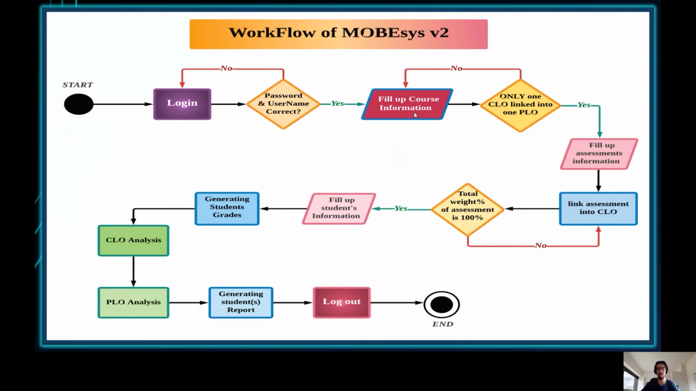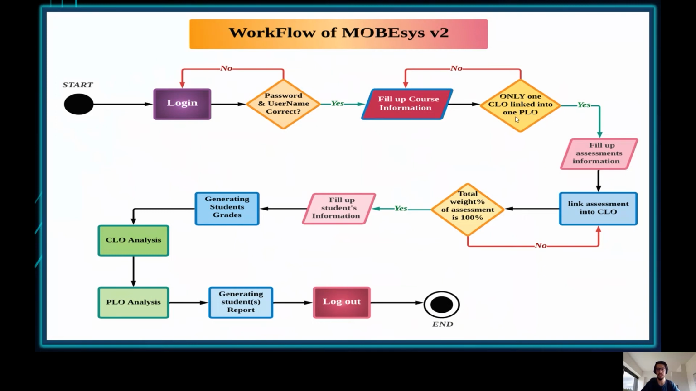Here the lecturer needs to fill up the course information such as the course code, the course name, and more, and needs to link each CLO to one BLO only. The system will assure that every CLO is linked to one BLO only. If not, the system will ask the user to fill up the course information again and will not allow moving to the next page.